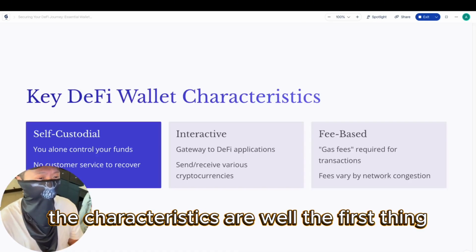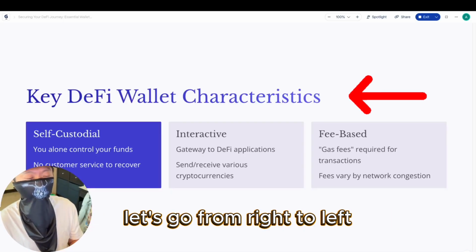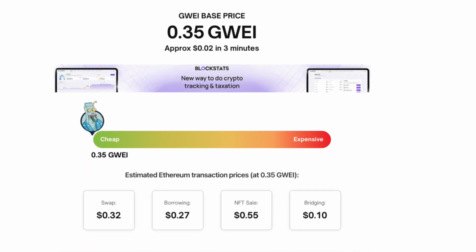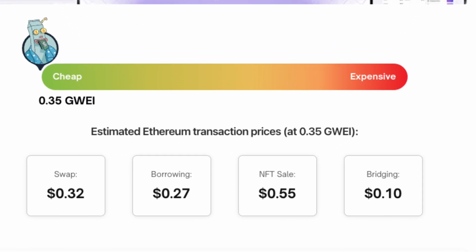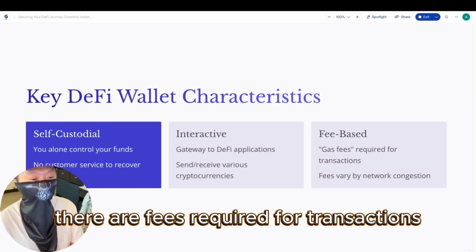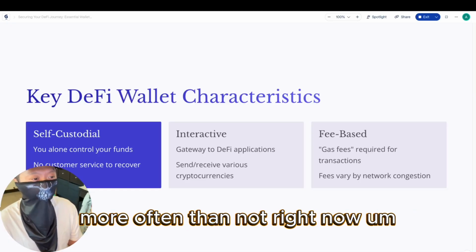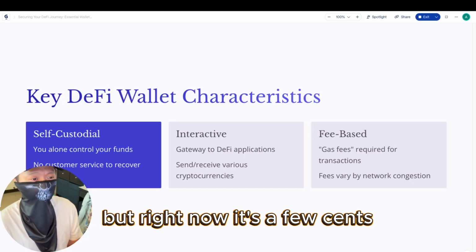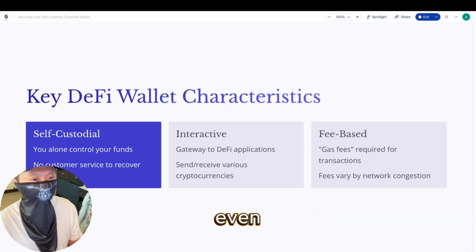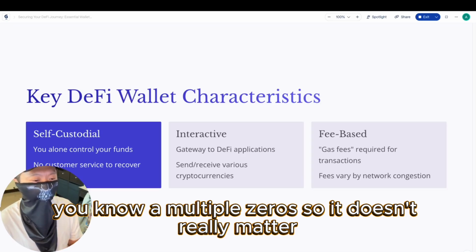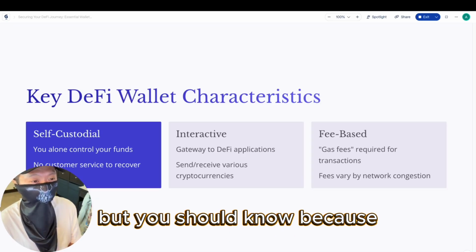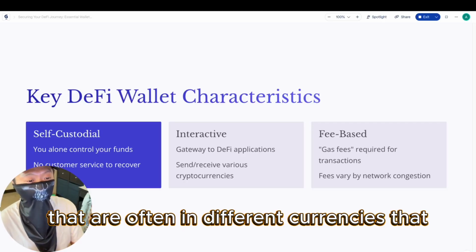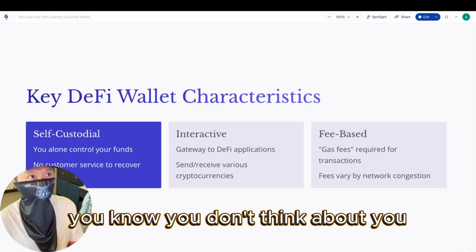The characteristics are, well, the first thing, let's go from right to left. The first thing you should know is that there are fees, like you do in traditional finance. There are fees required for transactions. It used to be expensive in the past, but right now it's a few cents, even multiple zeros. So it doesn't really matter, but you should know because there are fees involved that are often in different currencies that you don't think about.